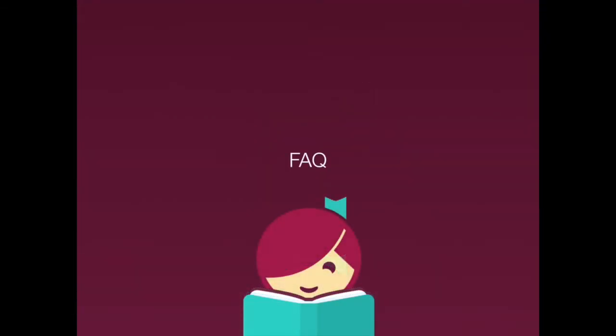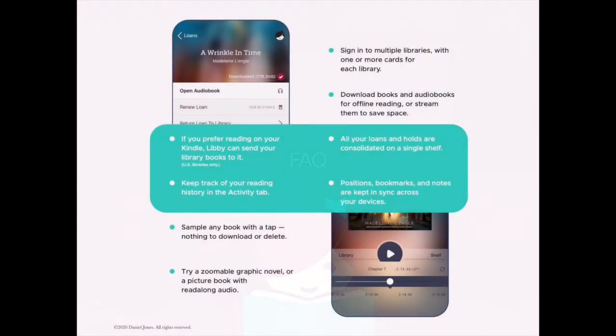So, some frequently asked questions. You can use a Kindle. Again, I'm using an iPad for demonstration purposes, but if you prefer reading on your Kindle, Libby can send your library books to your Kindle. And you can keep track of your reading in a history section in the activity tab of your Libby app. You can also sample any book as well. So if you don't want to download the entire book and you just want to get a little sample, maybe 30 pages or so, that also allows you to do that.